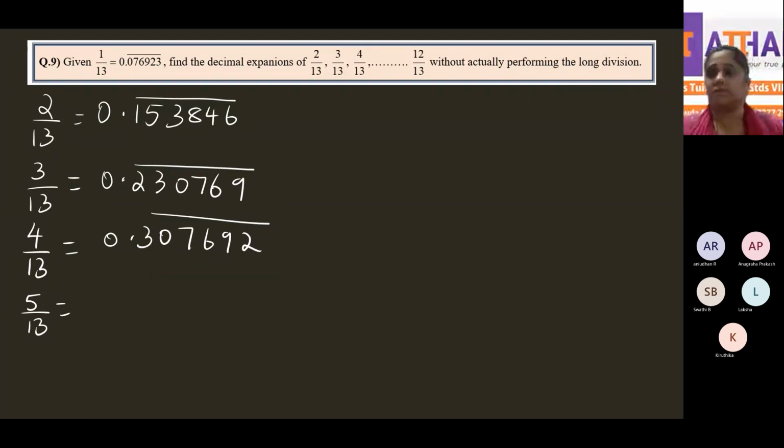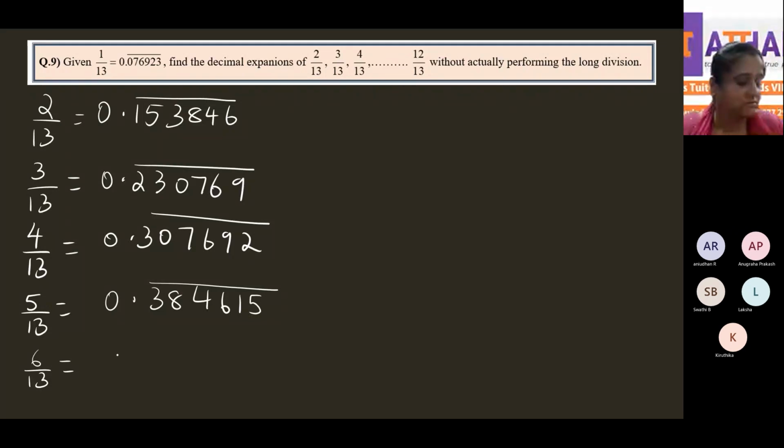Yes, Anugraha, 5 by 13. 0.384615. Is it? Yes, ma'am. Correct. Recurring. Correct. Swati, 6 by 13. Anirudhan, 6 by 13. Ma'am, 6 by 13. 0.461518. Very good.